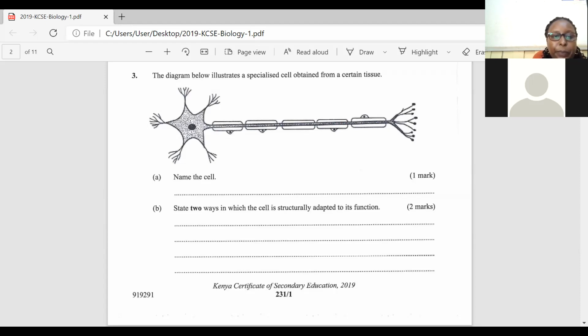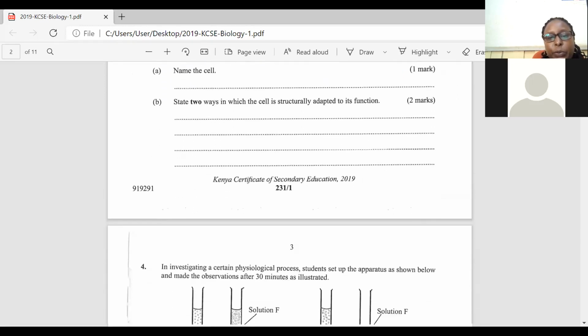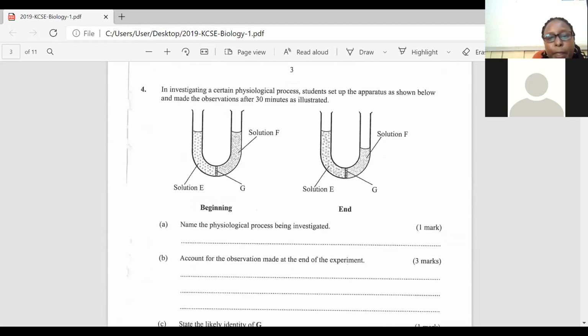Then part B: state two ways in which the cell is structurally adapted to its function. That is where the student would need to know the parts of the neuron, the parts of the nerve cell, and how structurally they are adapted to their function. So they would have to identify the various parts, where we have the cell body, we have the myelin sheath, we have the nodes of Ranvier. The student should have highlighted on that.